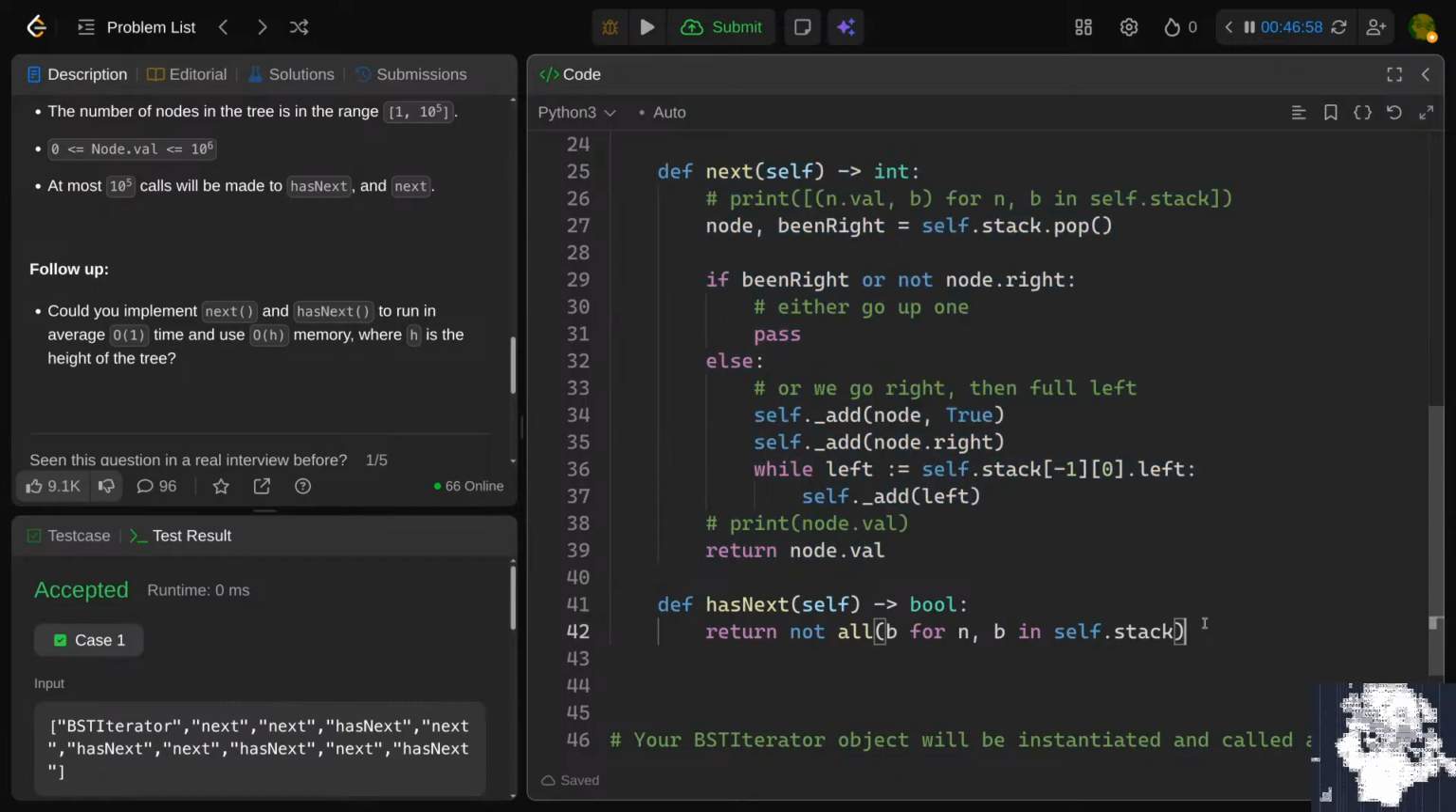And then has next, I'm going through the whole stack. And half of the time, at least, the stack will be of height H. So this is not average O1, this is average O of H.